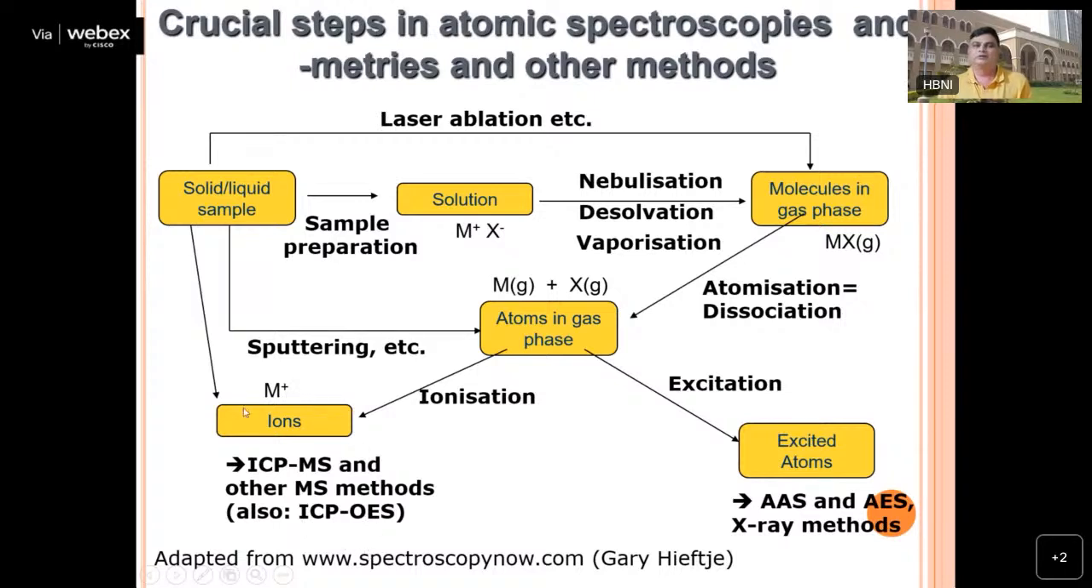But in the case of ICP-MS or MS, I need only the ions, because here the separation is based on the m/z ratio.